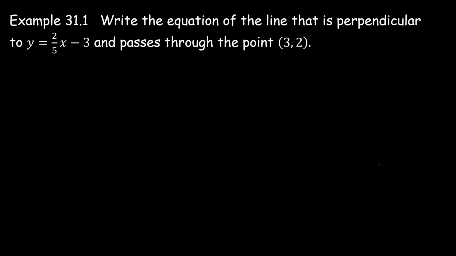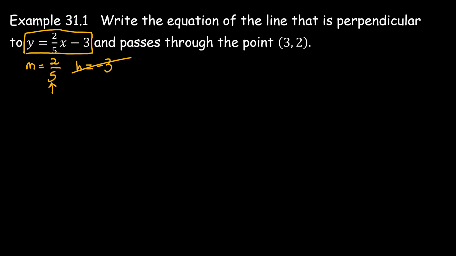So here we want to write the equation of a line that is perpendicular to y equals 2/5 x minus 3 and passes through the point (3, 2). All right, so we have this line, y equals mx plus b, where m is the slope, and it's 2/5, and b, the y-intercept, is -3. Now, what they're telling us, we're going to write the equation of a line that is perpendicular to that line. We don't care about the y-intercept. What we care about is the slope. This is what is going to give us information about the line we want to write the equation of.